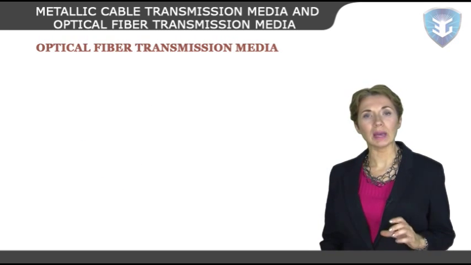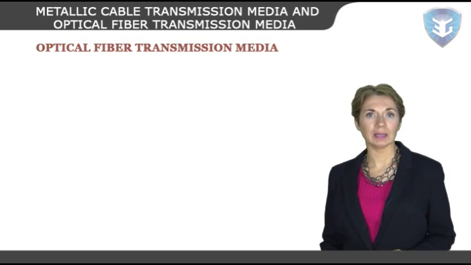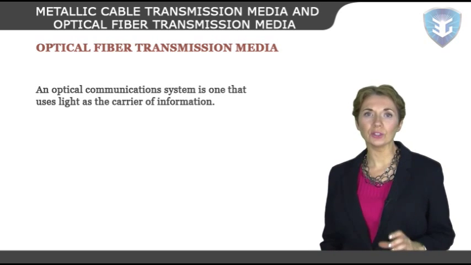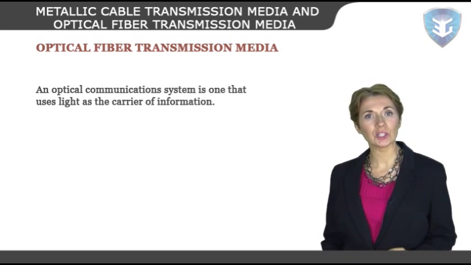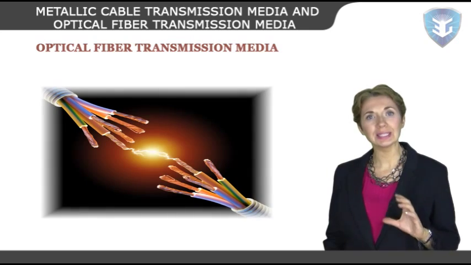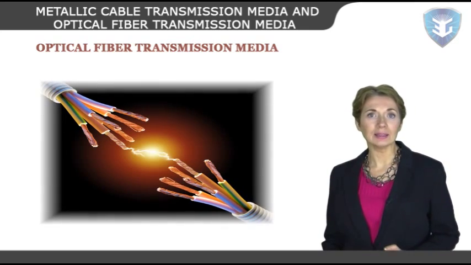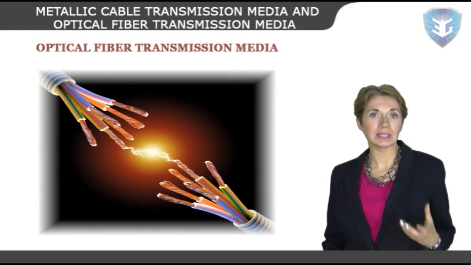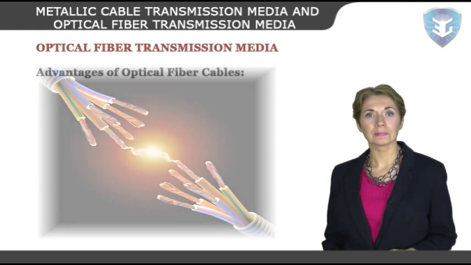Let's now learn about optical fiber transmission media. An optical communication system is one that uses light as the carrier of information. They use glass or plastic fiber cables to contain the light waves and guide them in a similar manner to the way EM waves are guided through a metallic transmission media.